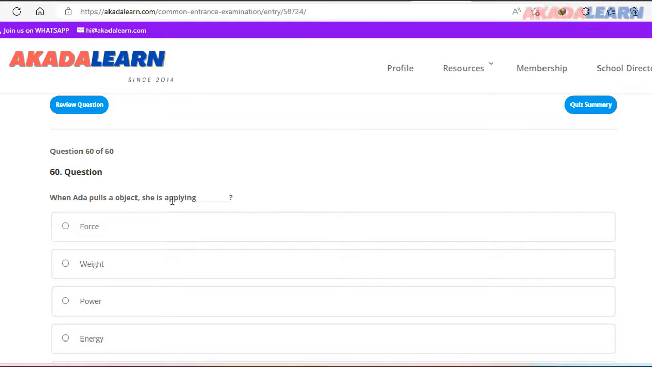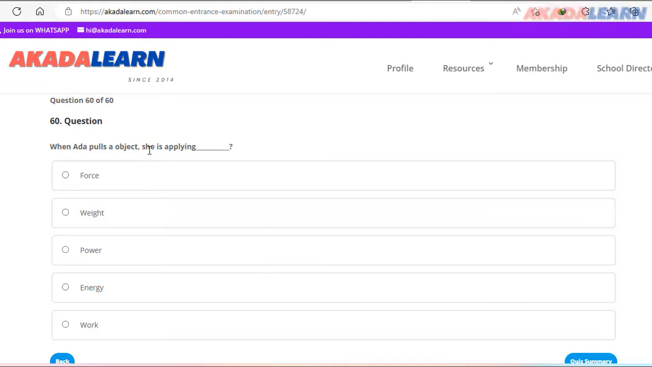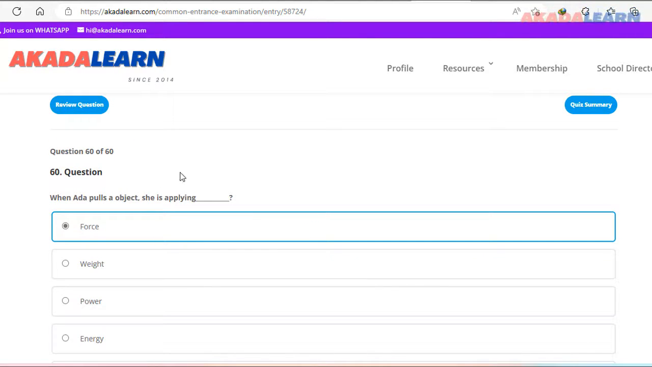So number 60, when Ada pulls an object, she's applying A, force, B, weight, C, power, D, energy, and E, work. So the answer is, when you are pushing or pulling, it is force. All right, and that is the final answer.